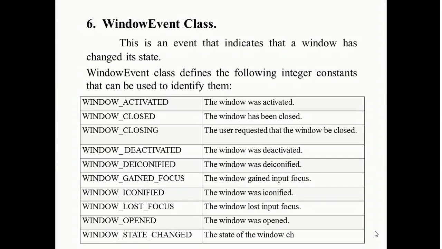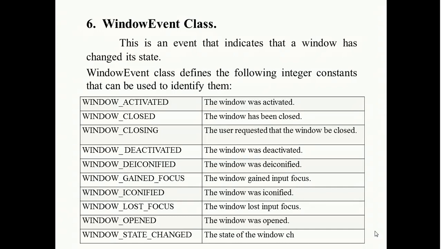Next event is WINDOW_GAINED_FOCUS. This event occurs when the window gained input focus. Next is WINDOW_ICONIFIED. This event occurs when the window was iconified. Next event is WINDOW_LOST_FOCUS. This event occurs when the window lost input focus. Next is WINDOW_OPENED. This event occurs when the window was opened. And last, WINDOW_STATE_CHANGED. This event occurs when the state of the window is changed.